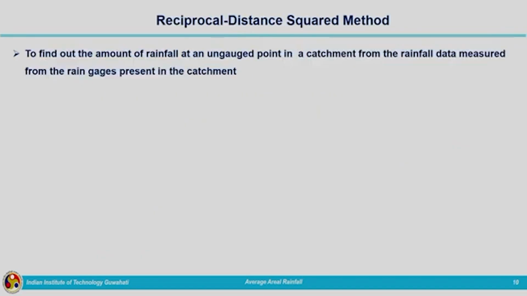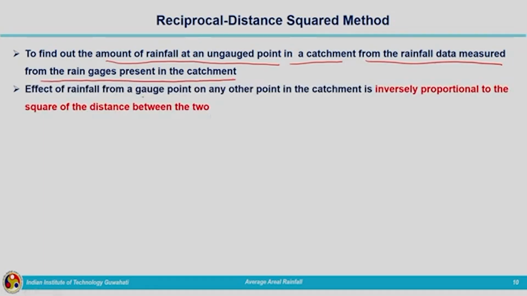The last method which we are going to discuss in this lecture is the reciprocal distance squared method. In this method, in a catchment we are having n number of rain gauges. Certain locations will be ungauged, where we do not have any rain gauge. So, we will be calculating the rainfall based on the existing rain gauge data. That is, to find out the amount of rainfall at an ungauged point in a catchment from the rainfall data measured from the rain gauges present in the catchment.